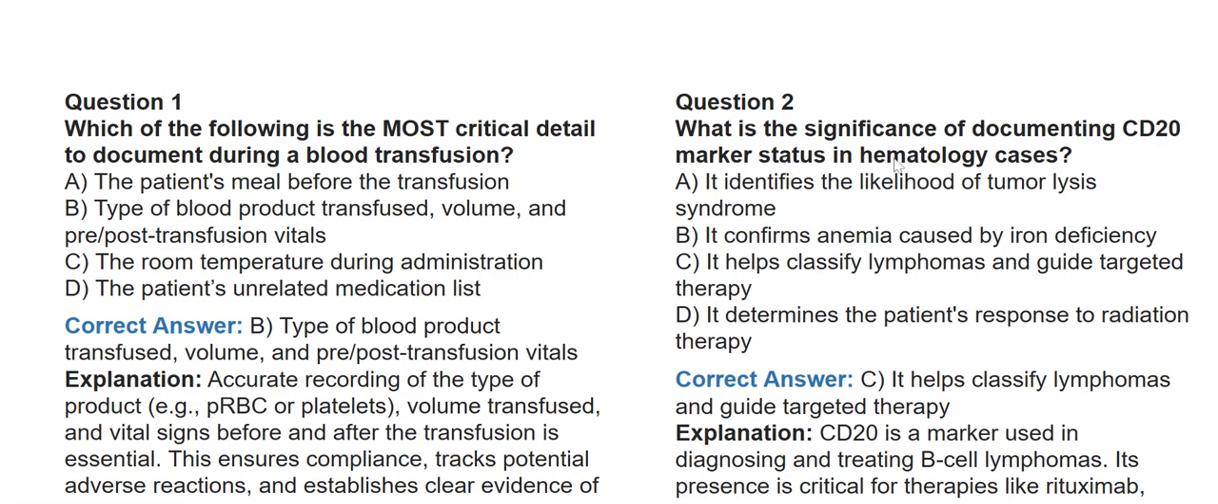Question 2. What is the significance of documenting CD20 marker status in hematology cases? A, it identifies the likelihood of tumor lysis syndrome. B, it confirms anemia caused by iron deficiency. C, it helps classify lymphomas and guide targeted therapy. Or D, it determines the patient's response to radiation therapy. Definitely the answer is C, as CD20 is a marker used in diagnosing and treating B-cell lymphomas. Its presence is critical for therapies like rituximab, which specifically targets CD20 positive cells.